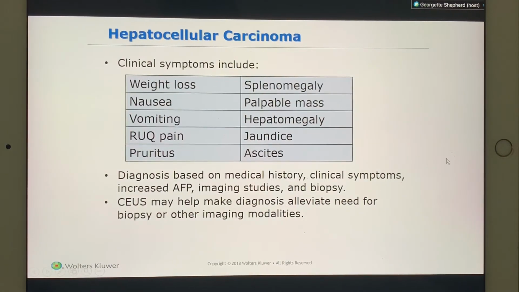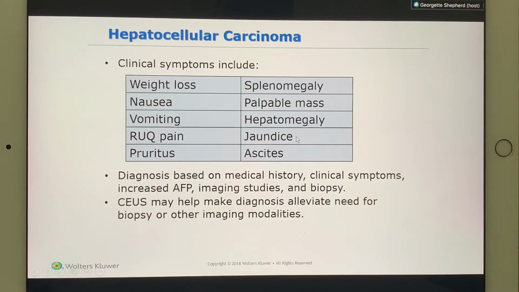Clinical symptoms are weight loss, nausea, vomiting, pain, pruritus. Do y'all remember what this is? You get it because of this. Is yellow eye? Pruritus. You get it because your skin turns yellow and then it's itchy. People with jaundice usually always have pruritus.